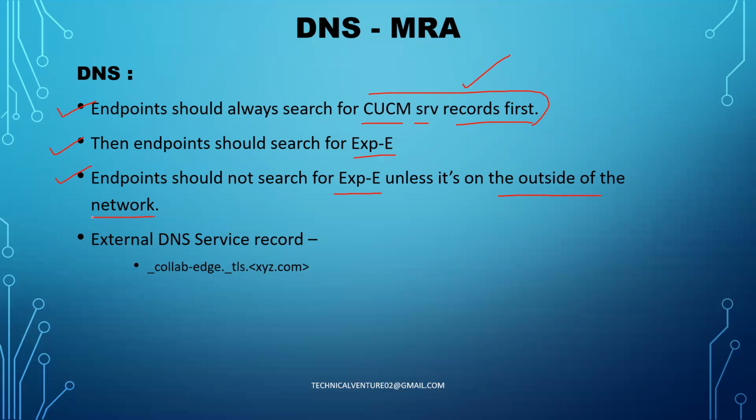So if it's on the internet, only then it would search for the Expressway Edge, because Expressway Edge is on the internet side. And then it says external DNS service record. What DNS SRV record do you need to put in the public DNS? That would be this one: underscore collab-edge dot underscore tls dot your domain name. Let's suppose here it's xyz.com, or maybe just cisco.com.